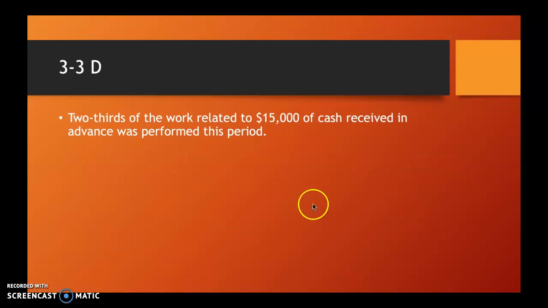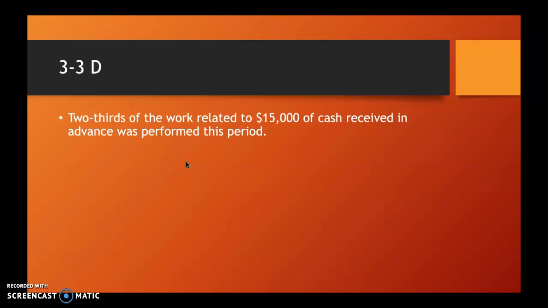Transaction D. 2/3 of the work related to $15,000 of cash received in advance was performed this period. So this is going to be an unearned revenue problem. So I will give you a second to go over it now.